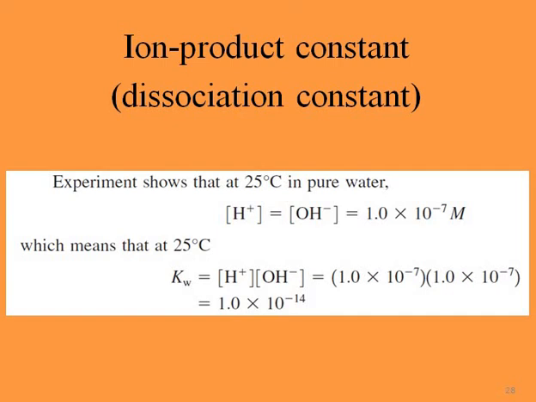So in pure condition, the concentration of hydronium ion and hydroxide ion is equal, and it equals 10 to the power of negative 7, and when you multiply them, it's going to be 10 to the power of negative 14.